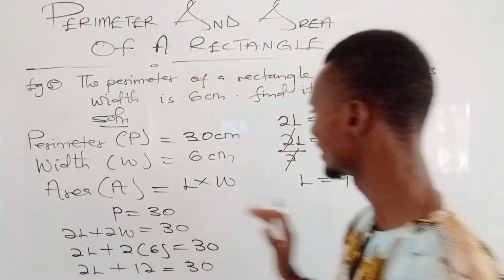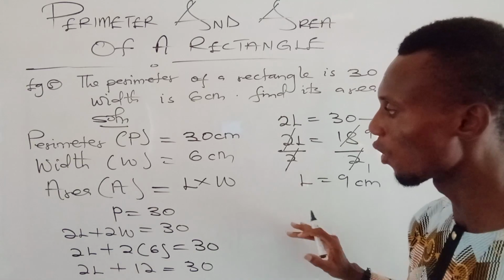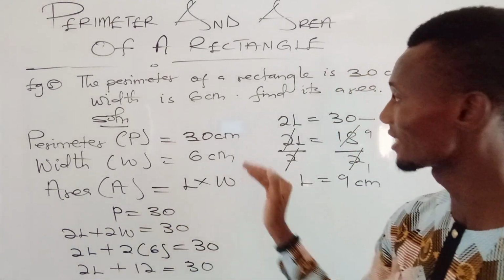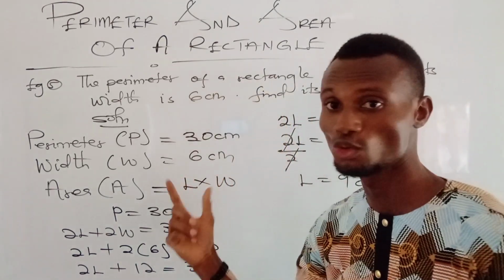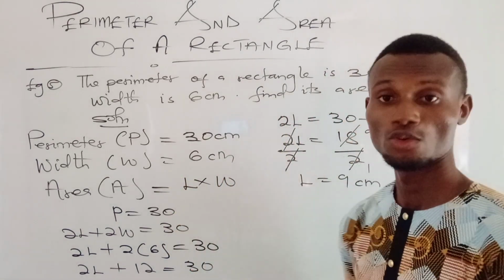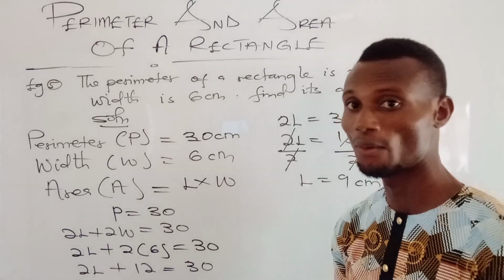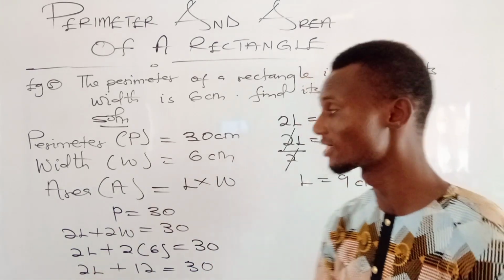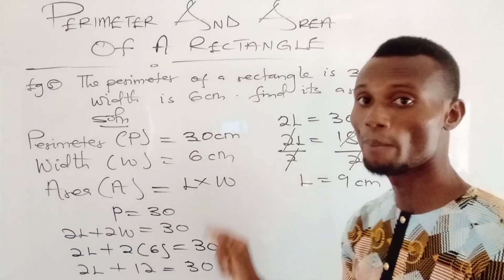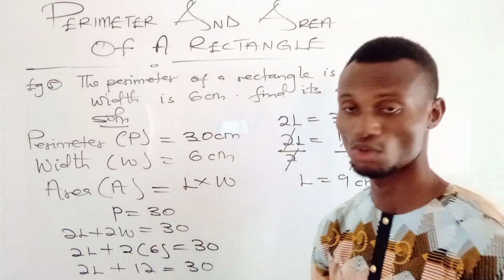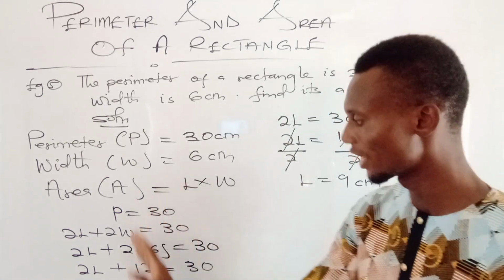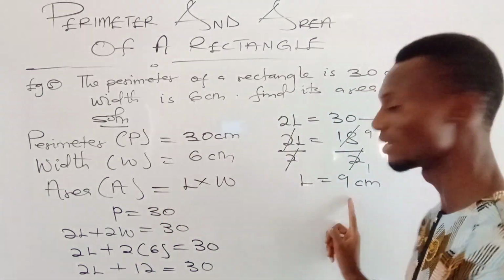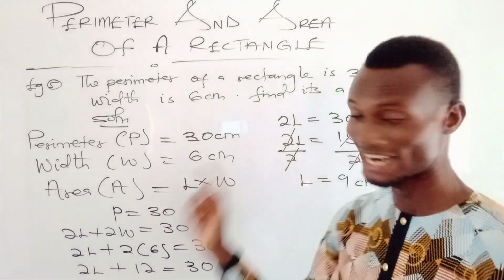Now we've gotten the length, so we can go ahead and find the area. Please note that the question is asking us to find the area. So if you reach here and you stop, you've not answered the question. Finding the length is to help us find the area, because without the length we cannot find the area. That's why we went through all this process. Now, with the length being 9 centimeters, we have to use it to find the area.